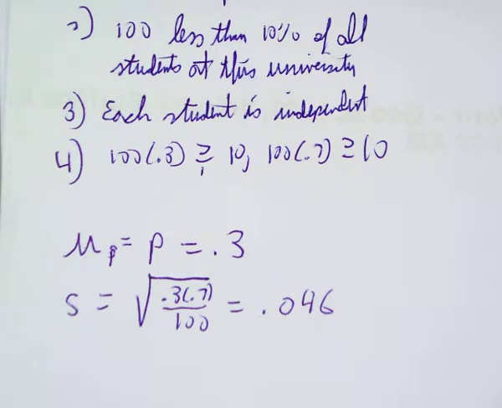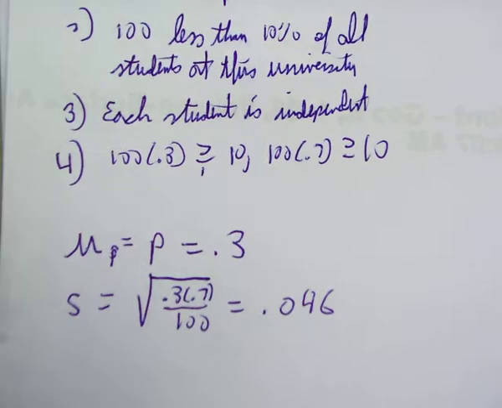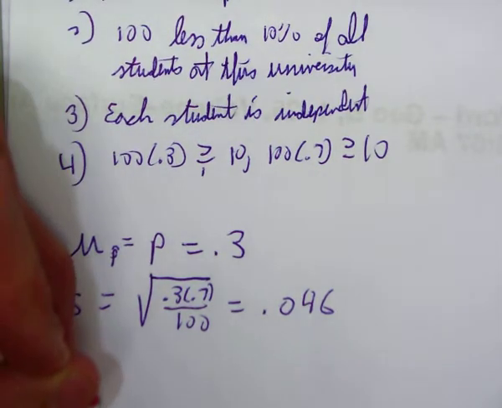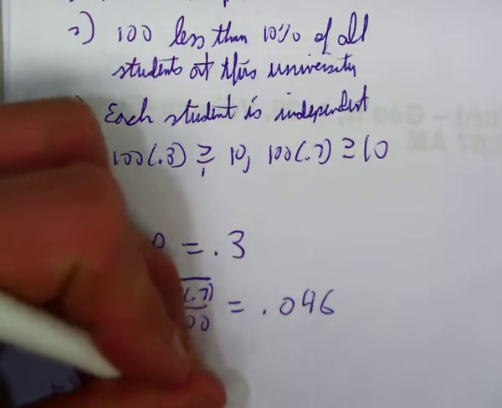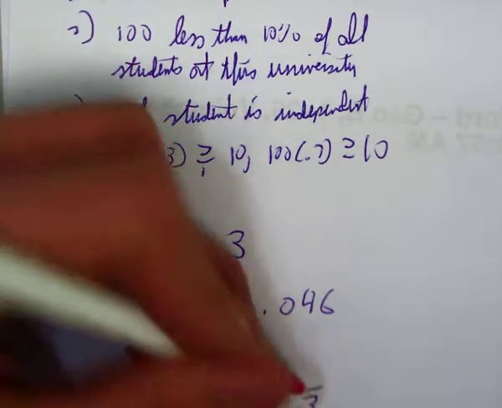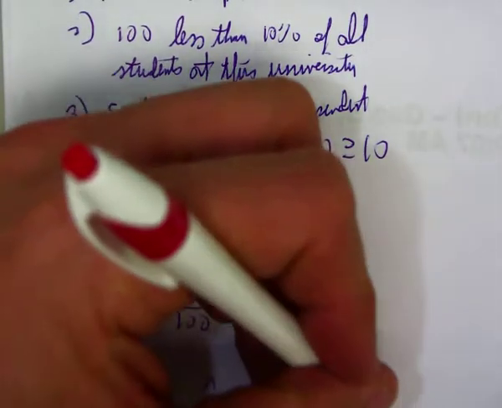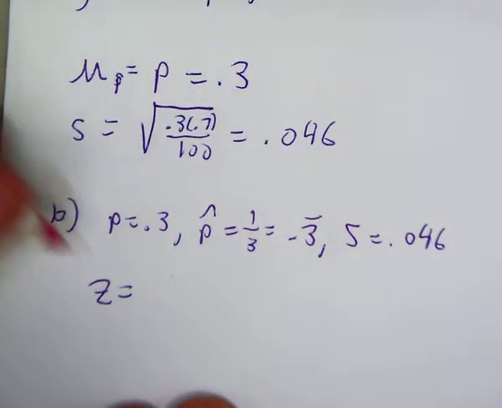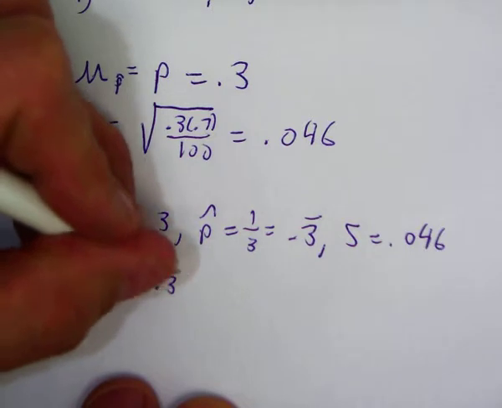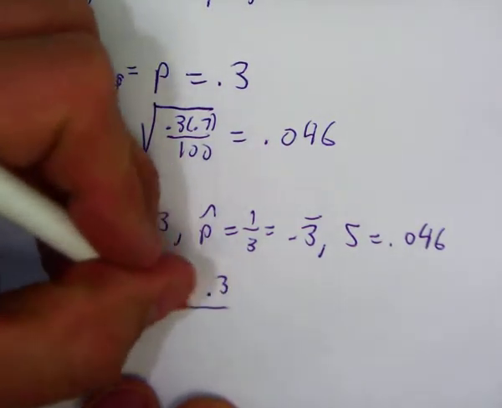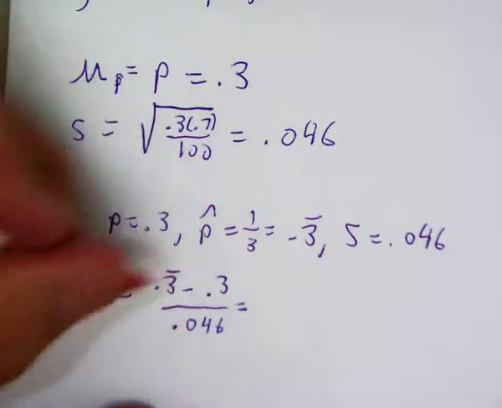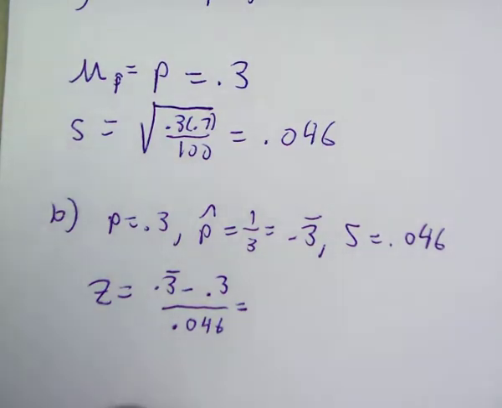And then, what's the probability that more than 1/3 wear contacts? So this is question B. Here's what we know: p is 0.3, p-hat is 1/3, which is 0.333 repeating, and the standard deviation is 0.046. So we're going to do z equals 0.333 repeating minus 0.3 over 0.046, and we wind up with a z-score of 0.727.